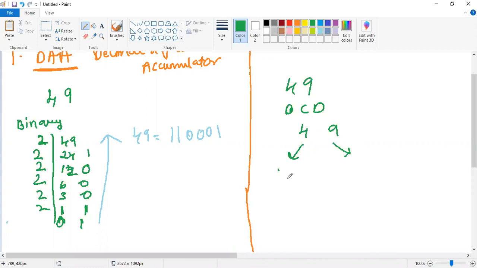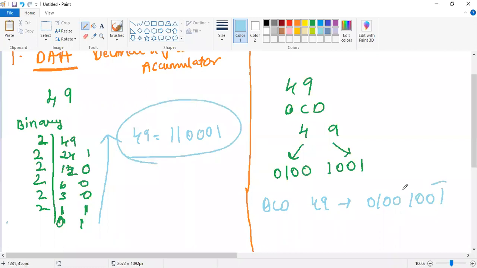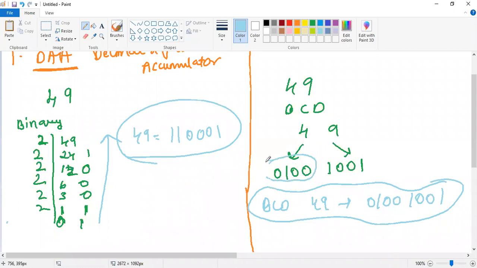We will write 4 in this way, and 9 in this way. So in BCD, 49 will be written as 0 1 0 0 1 0 0 1. In binary it is written in this way, and in BCD it is written in this way. And to find this, we follow the same procedure. For this 4, the same way, I divide by 2.